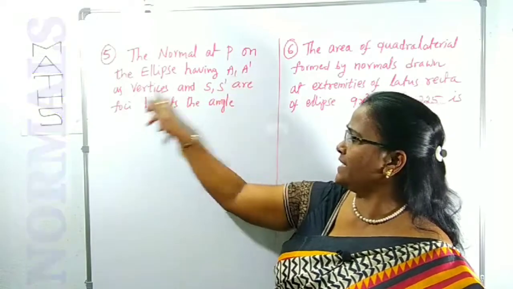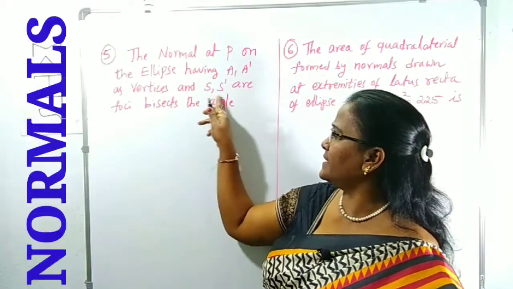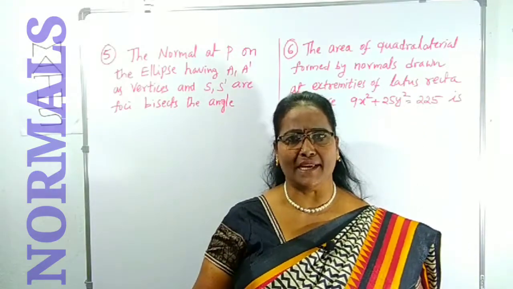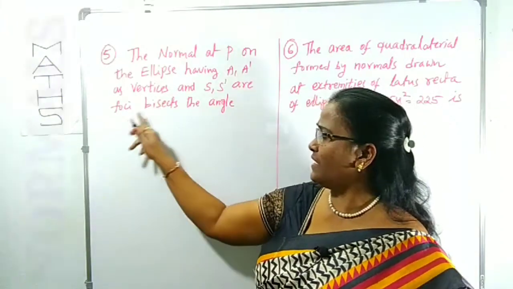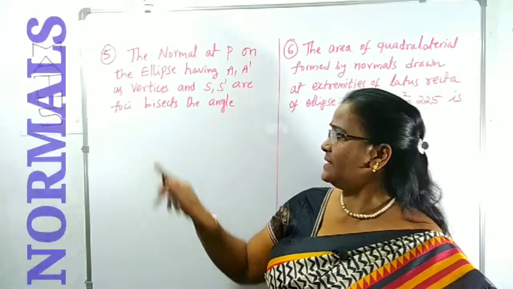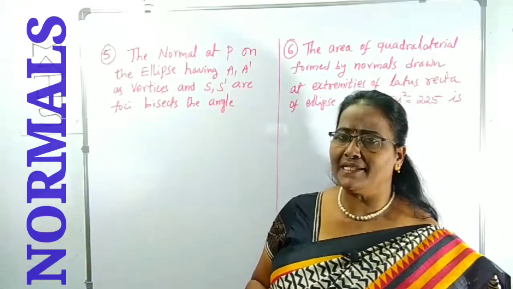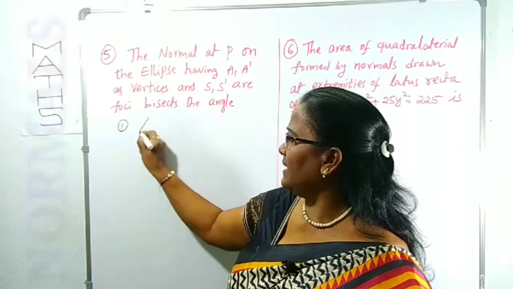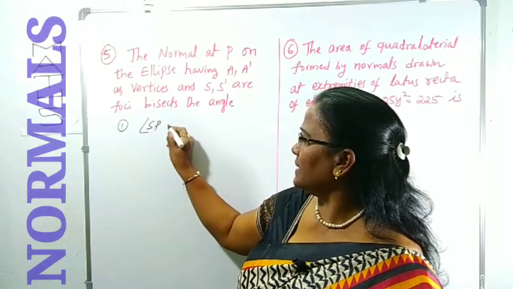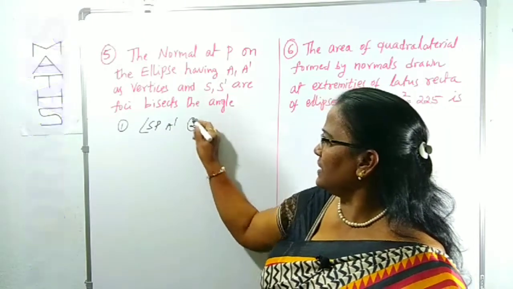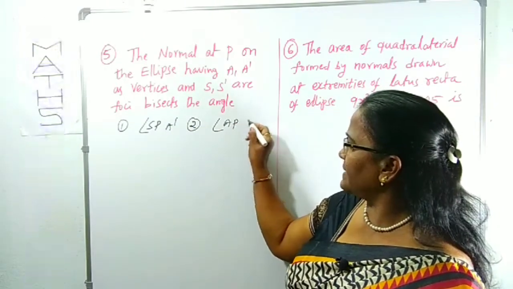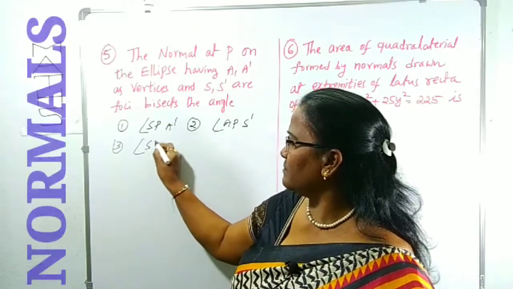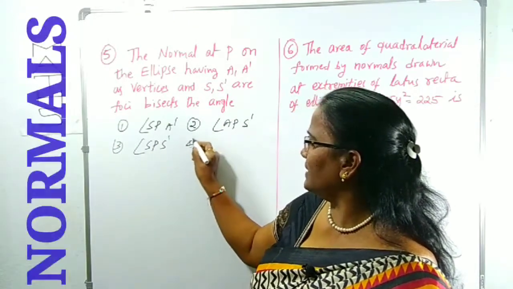A and A dash are the vertices and S and S dash are the foci. The normal bisects which angle? There will be options also: first, angle SPA dash; second, angle APS dash; third, angle SPS dash; fourth, angle APA dash.